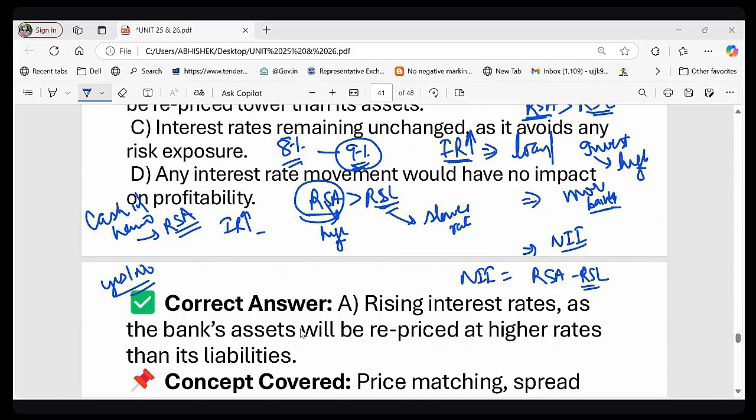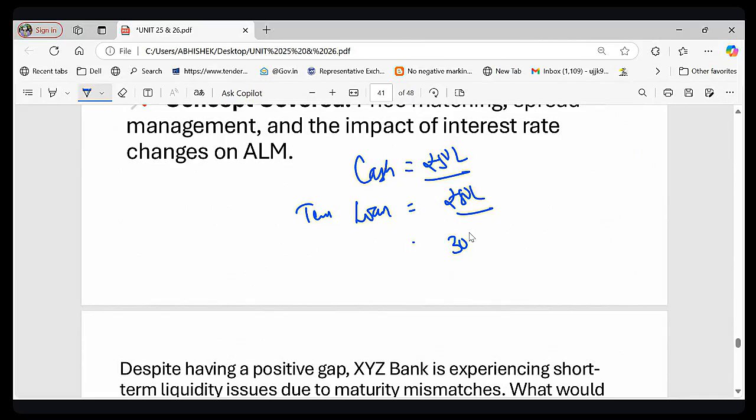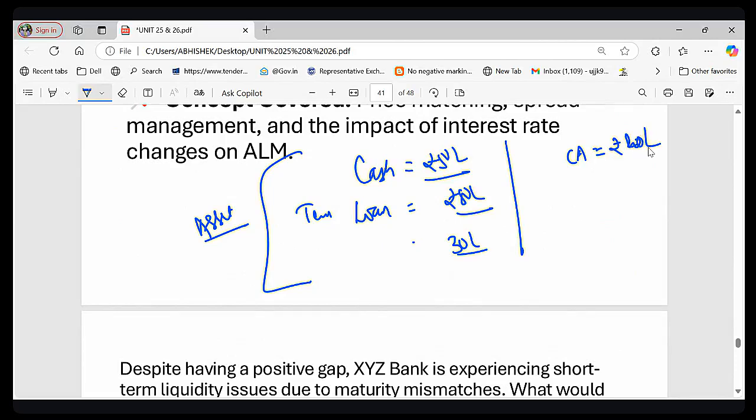A numerical question will be asked. Try to understand. They will ask you to calculate NII. They will give you, okay, the bank has suppose 50 lakh cash. The bank has some loan, suppose a term loan of 80 lakh, or another investment of suppose 30 lakh. These are the kind of assets. And on the liability side they will give current deposit, suppose 20 lakh, or saving deposit of 30 lakh, or a fixed deposit of 20 lakh, some data like that.